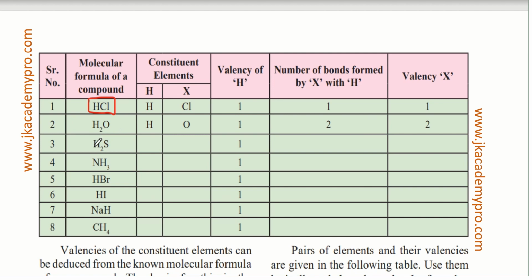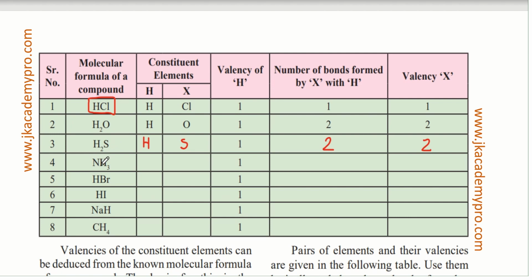The next example is H2S. Here S is the symbol for sulfur. So here the constituent elements are H for hydrogen and S for sulfur. The valency of hydrogen is 1 as we know, and this is similar to the formula of water where there are 2 atoms of hydrogen forming a bond with one atom of sulfur. And therefore we find out that the valency of sulfur is 2.